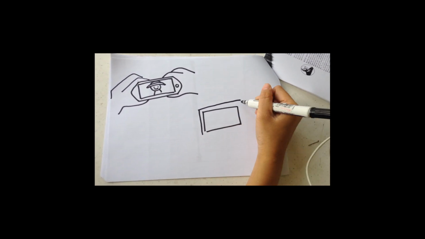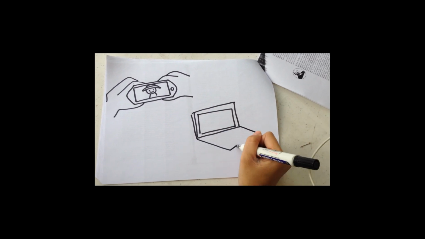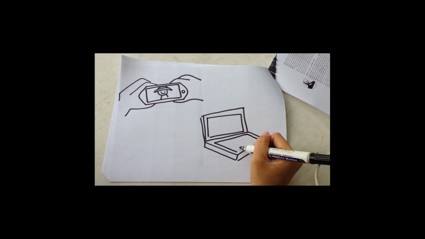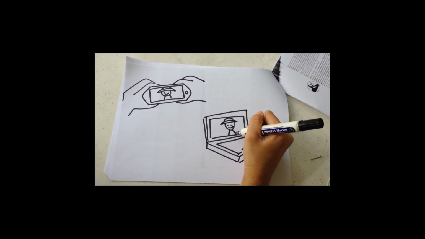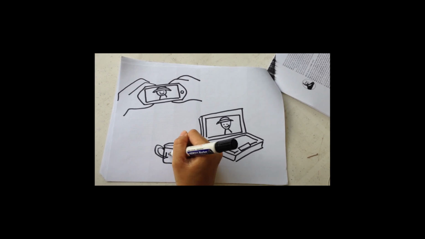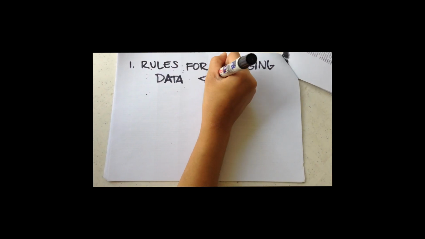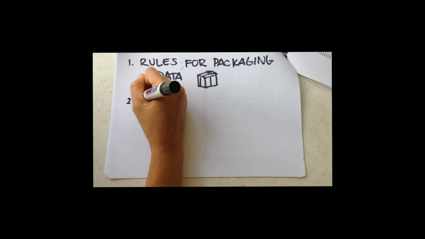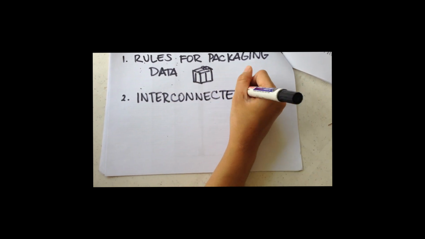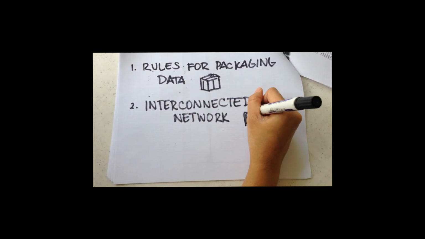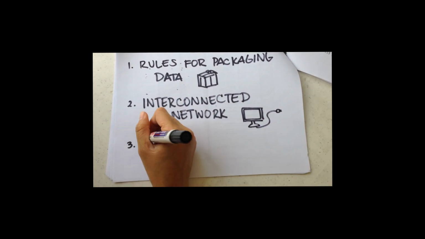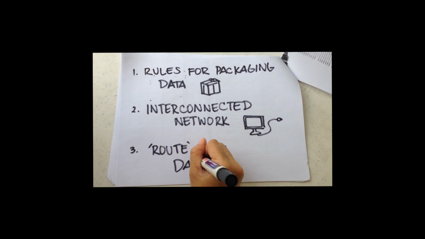Which means that a photo taken on an iPhone in Manila can end up on a computer in Spain just a second or so later. To make this happen, we need three key things. One is a set of rules for how data is received and packaged. Two, an interconnected network where data will be sent. And three, a way to route the data across the internet to the machine that needs to receive it.